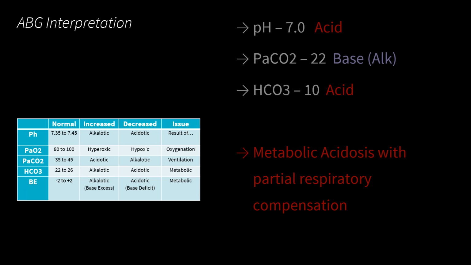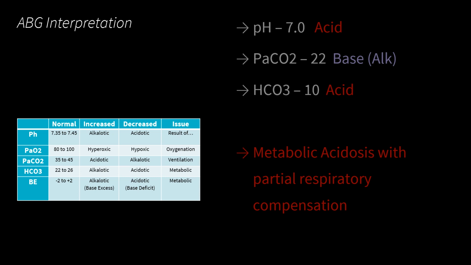So like I said, our pH at 7.0 is an acid. Our bicarb is also an acid, so we know our problem is metabolic. And then the last part we always look at is, do we have compensation? Which in this case we do, because the PaCO2 is alkalotic or a base, and so it's trying to raise the pH back up to normal.